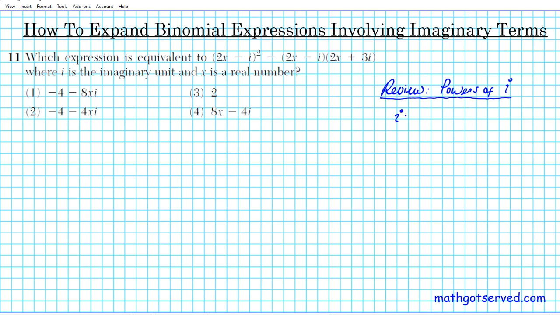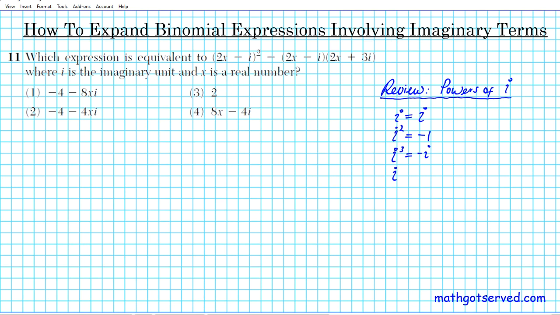If you have i, it's simply going to be i. But if you have a power of i that is greater than 1, it must be simplified, okay? So i squared is equal to negative 1 because i is the square root of negative 1. So i squared, the square gets rid of that square root. And then i to the third is the product of i and i squared, which is the same thing as the product of i and negative 1, which is negative i.